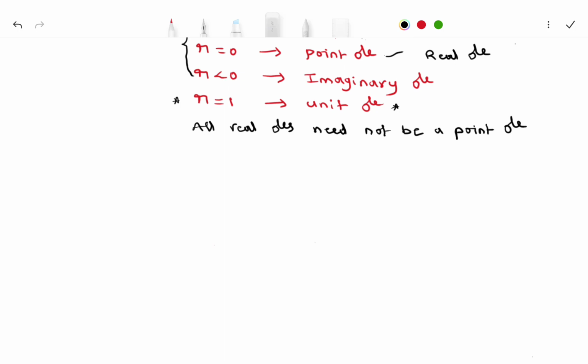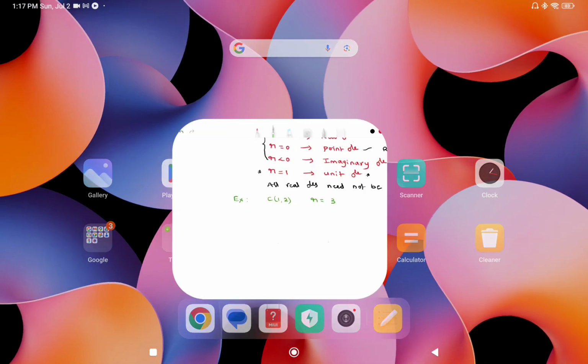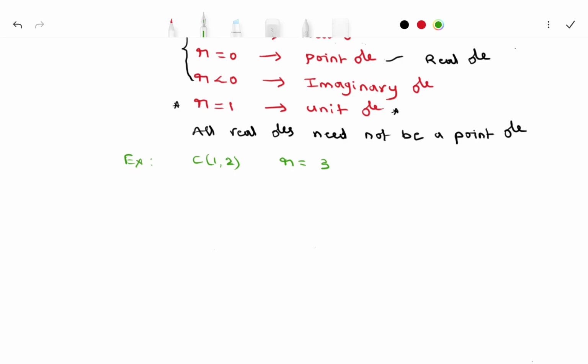Now we will see some examples. Suppose the center is (1, 2), and the radius is 3. What will be the circle equation? That will be (x minus 1) whole square plus (y minus 2) whole square is equal to r square. r square means 3 square.